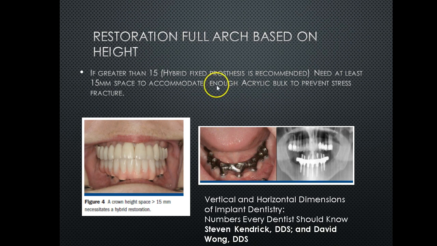You do not want to use a hybrid prosthesis if it's less than 15 because there's not enough supportive structure, because you need a certain amount of acrylic on top of this prosthetic to be able to stand it. So if you don't, you will get stress fractures on your prosthetic part of it. So our recommendations are, if it's greater than 15 millimeter, go with a hybrid fixed prosthesis, and if it's less than 15 millimeter space, you need to think about going the PFM route.